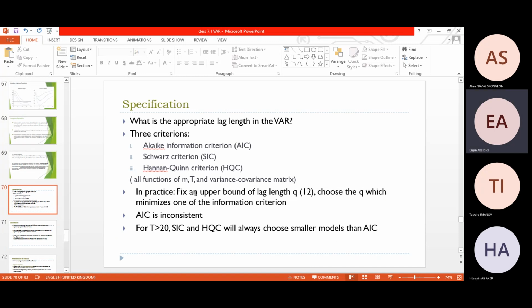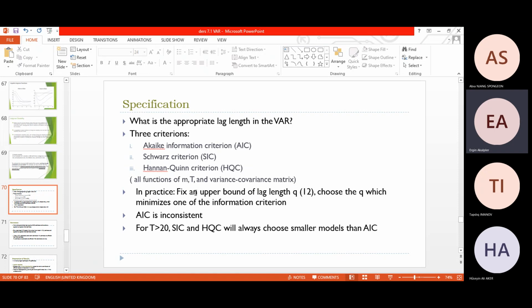What is the appropriate lag length in the VAR? As I mentioned to you, there are three criteria: Akaike, Schwarz, and Hannan-Quinn. In practice, an upper bound of the lag length is fixed, usually 12, 1 or 2. Choose the lag that minimizes one of the information criteria. Schwarz is consistent, while Akaike is not. If the T value is more than 20, the Schwarz and Hannan-Quinn criteria will always choose smaller models than the Akaike information criterion.